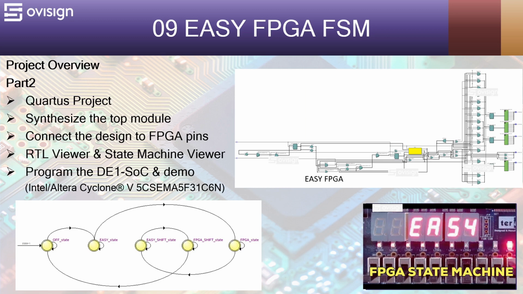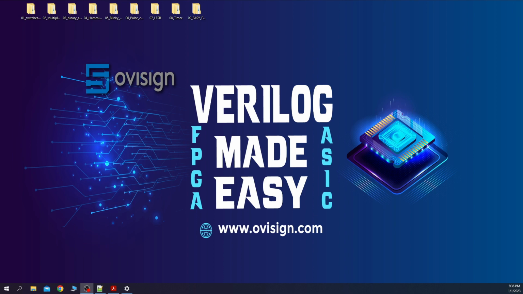In part 2 of this project, we are going to create a Quartus project, synthesize the top module, connect the design to the FPGA pins, use the RTL Viewer and the State Machine Viewer, and in the end program the DE1-SoC development board to see how our Verilog design works. Let's create a Quartus project and program the FPGA with the Easy FPGA finite state machine.